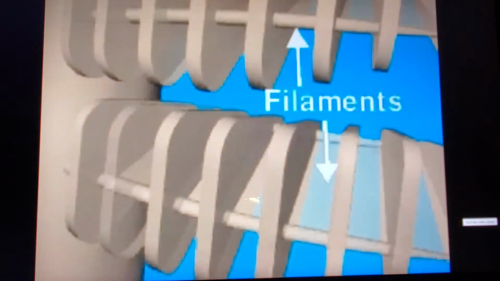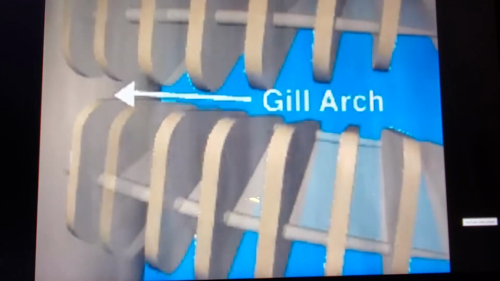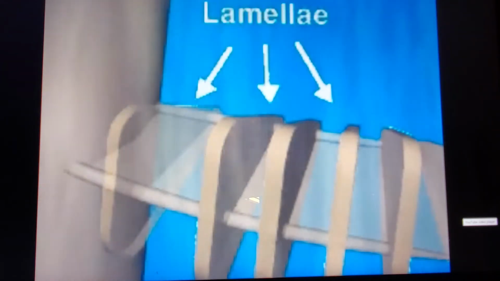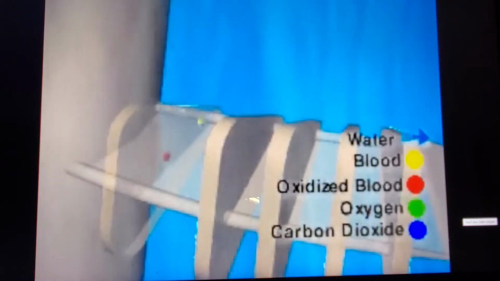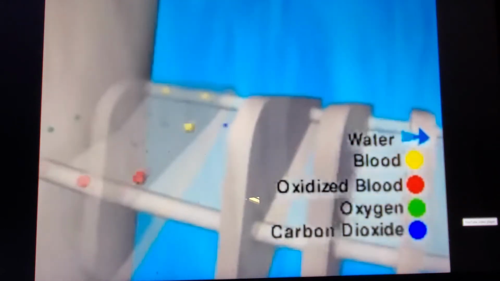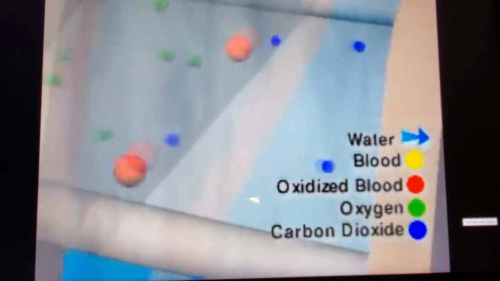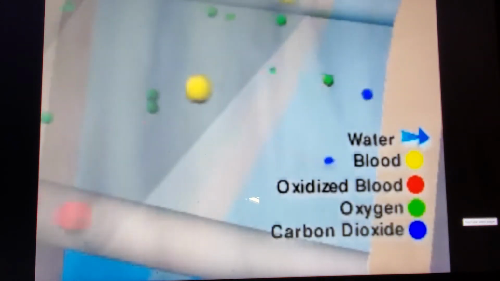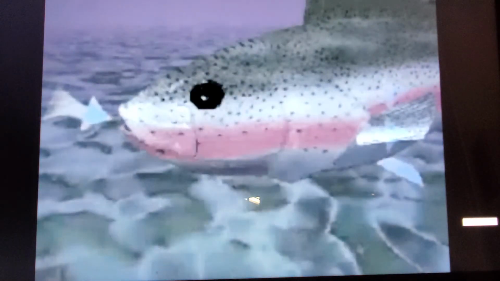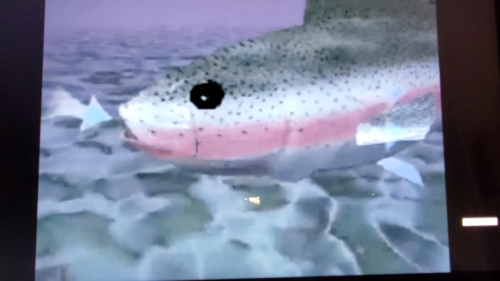The inside of each gill consists of fleshy, thread-like filaments. Water from the mouth passes over the filaments. The filaments are closely spaced along a gill arch in 2 rows. Each filament has many tiny extensions called lamellae. Blood flowing through the lamellae takes oxygen from the water and releases carbon dioxide into the water. After the fish receives its oxygen, the water passes out through the gill openings and the breathing process begins again.